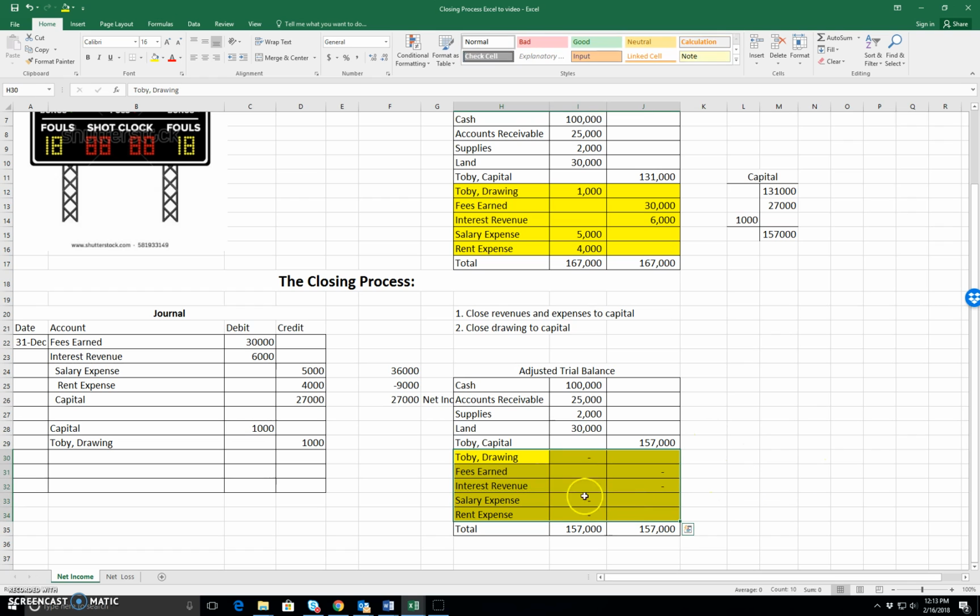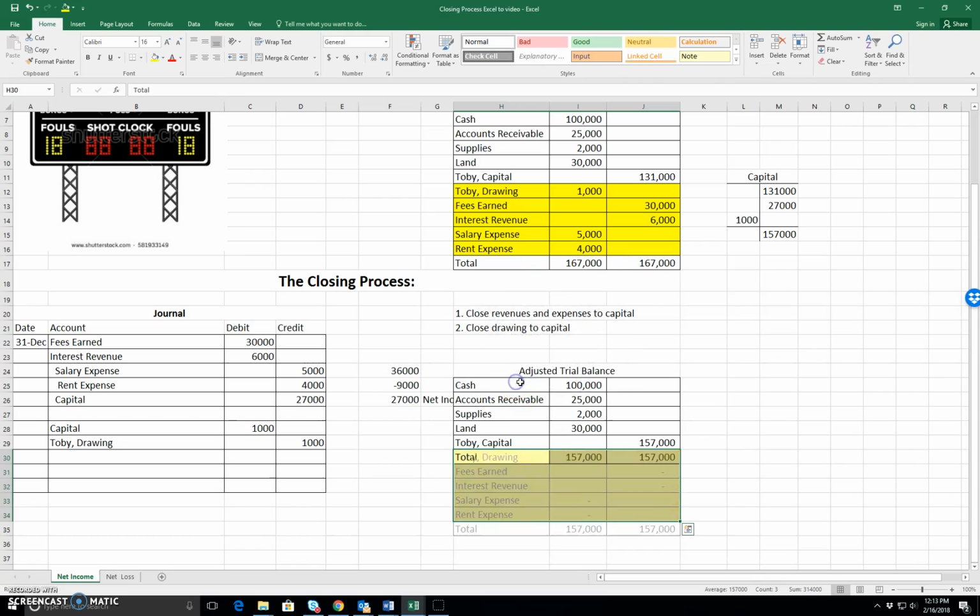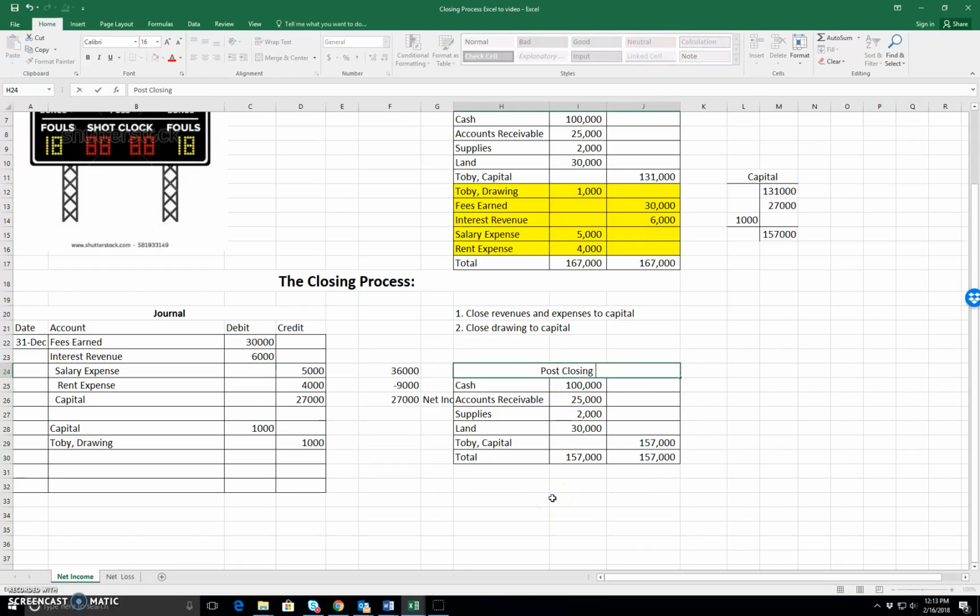And here's a little hint. If they're zero, we don't even have to include them. So we can actually just have a shorter trial balance. This one is now called post-closing trial balance. And I'll do a separate video to show the small change that would happen if we were in a net loss situation.